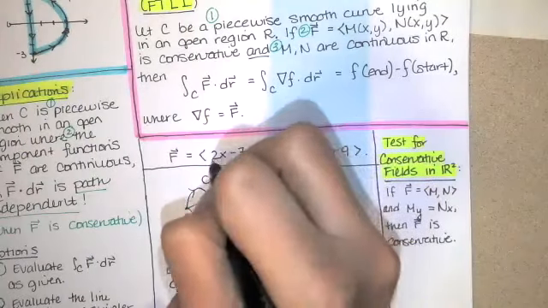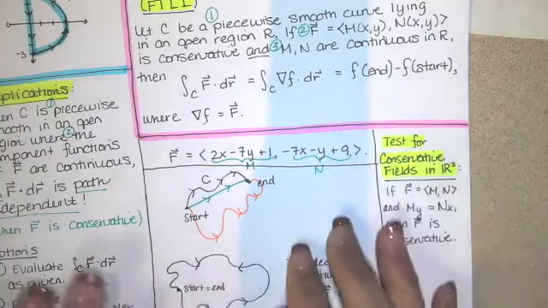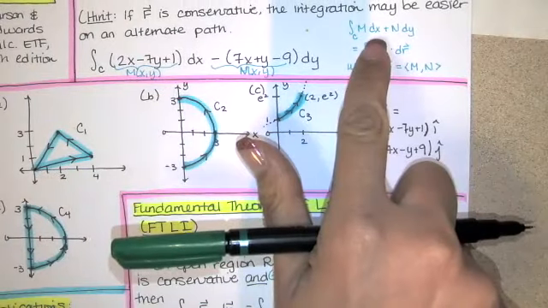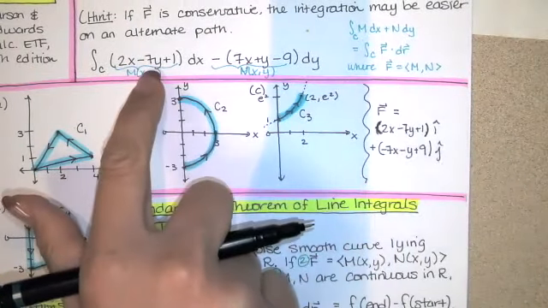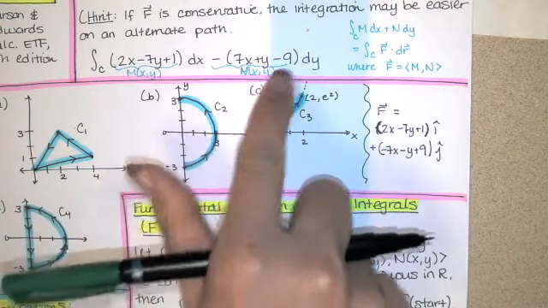Now remember, this is our m, and this is our n. That's how we're labeling our x and y components respectively. And remember where we got those from up here. We had our line integral in differential form. The function multiplying dx is your m. The function multiplying your dy is your n, or your y component of your field.